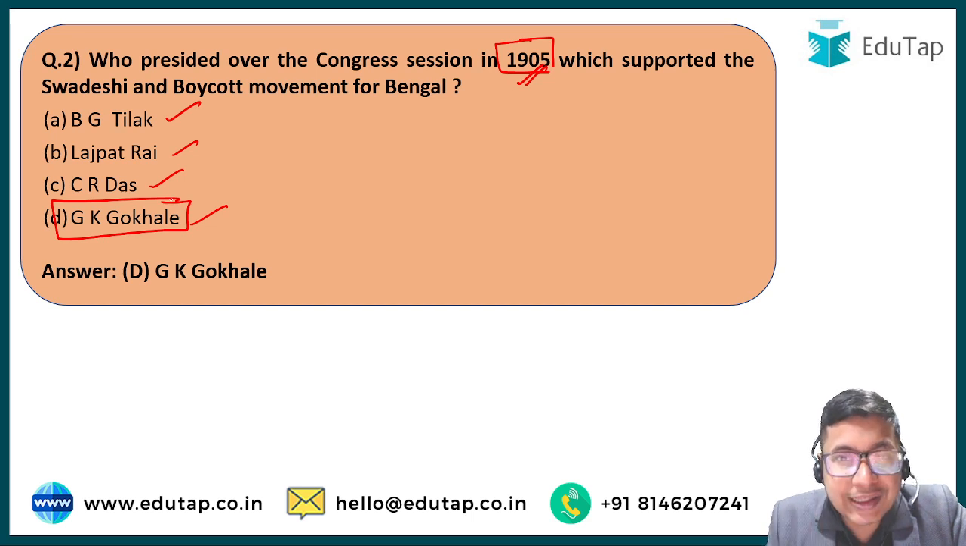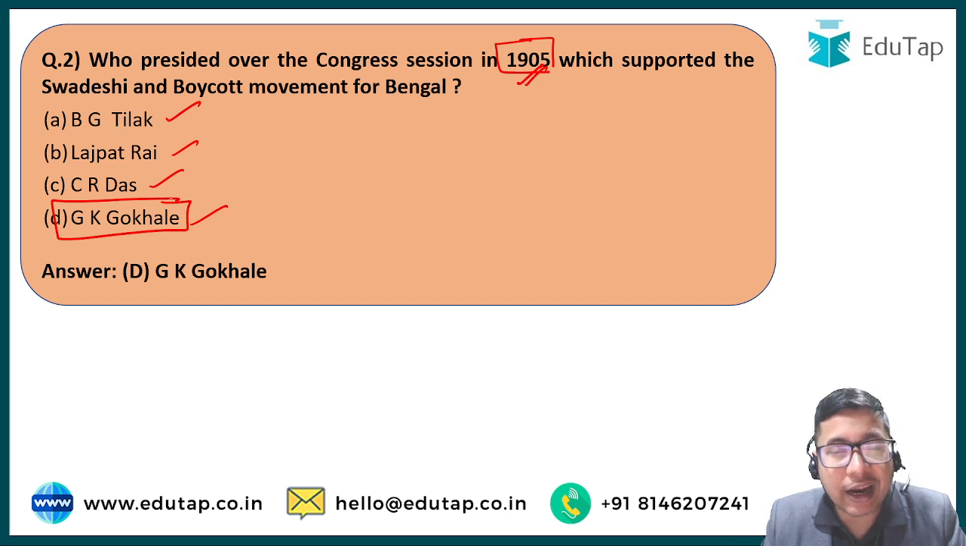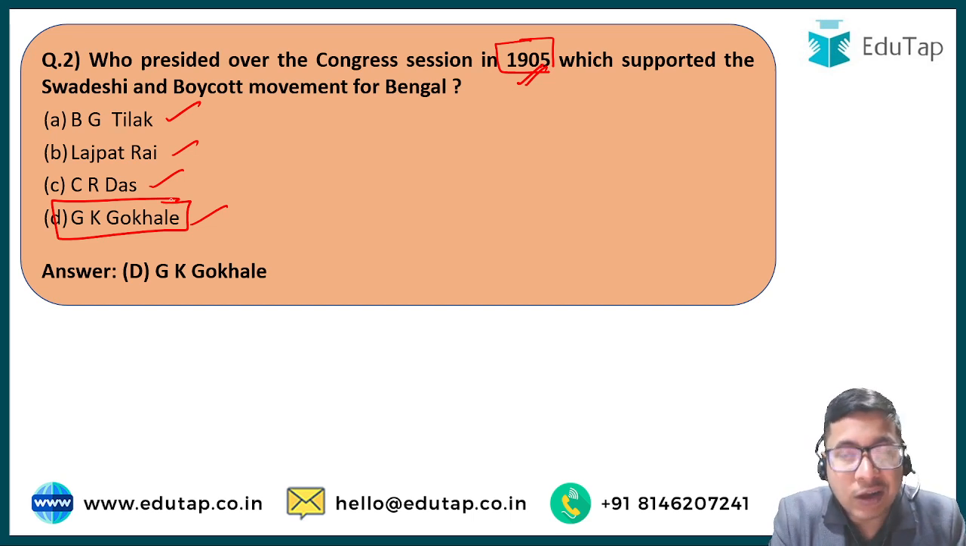After this session, the splits became much clearer between the extremists and the moderates. The differences in their ideologies and their approaches became much more direct, much more visible after the 1905 session, which was led by Gopal Krishna Gokhale.